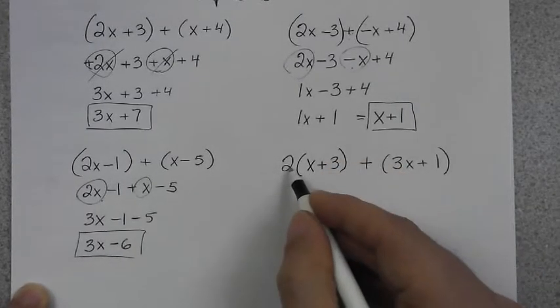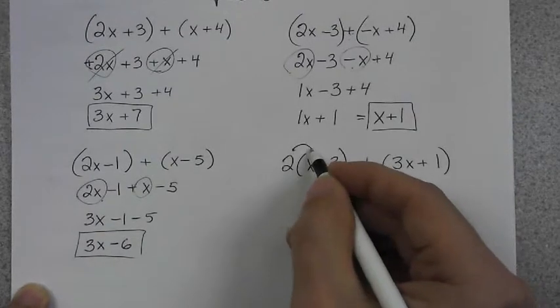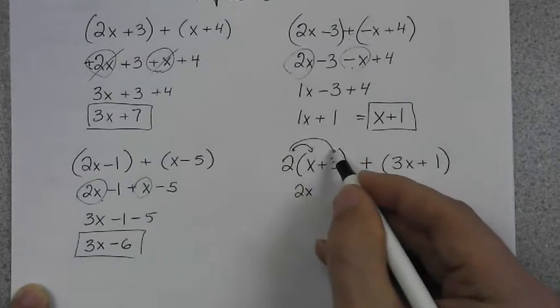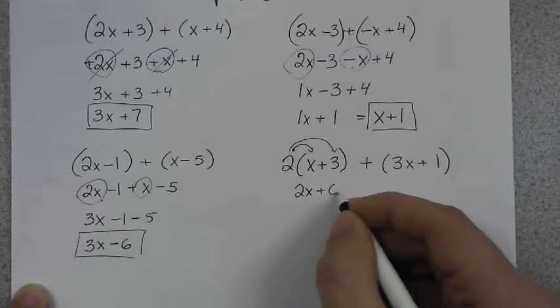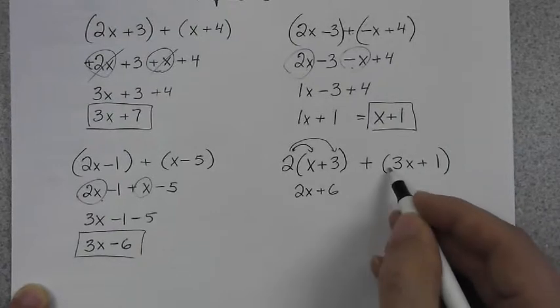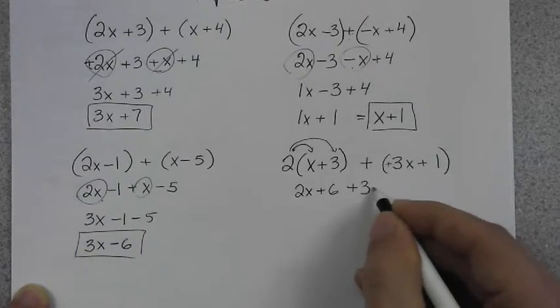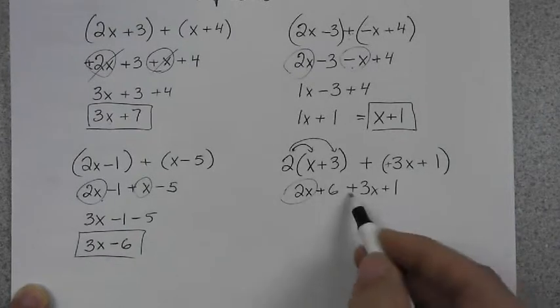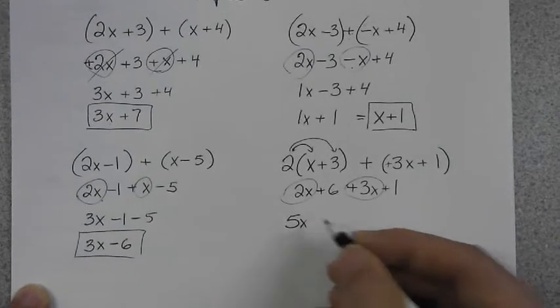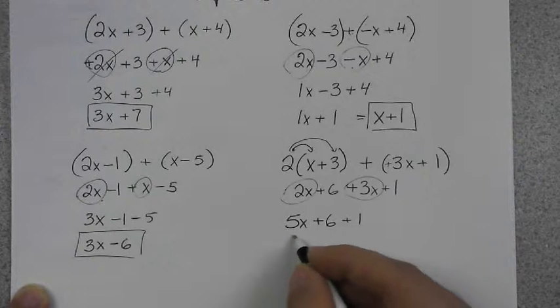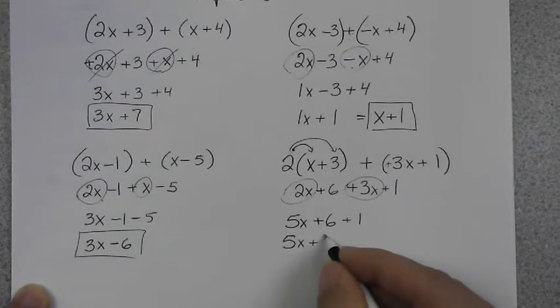So distributive property, this means 2 times each of these terms. So I have 2 times this x, that's 2x, and plus 2 times a plus 3, so that's going to be a plus 6, because 2 times 3 is 6. Plus this 3x, if there's no sign here, what's the sign? Positive. So we've got plus 3x and plus 1. So now I've got 2x's plus 3x's, that's going to be 5x's, plus 6 plus 1. 6 plus 1 is 7, so I end up with 5x's plus 7.